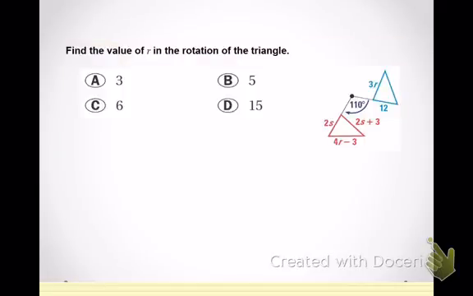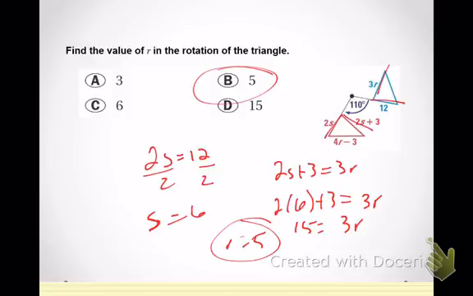Now you try. Try to match up the sides here and find r. Okay, and there you go. Again, match up the sides. You get 2s and 12 are the same side, 2s plus 3 and 3r are the same side. And so r would end up being 5.